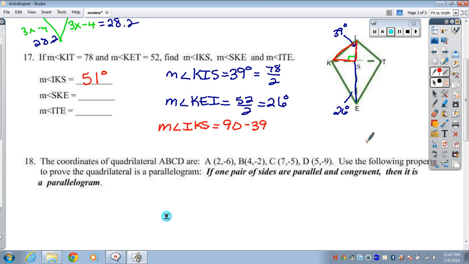Okay, same concept for angle SKE. They want this angle right here. These two angles have to add together to equal 90. So the measurement of angle SKE equals 90 minus 26, which is 64 degrees.